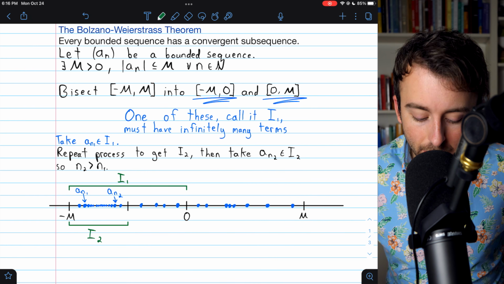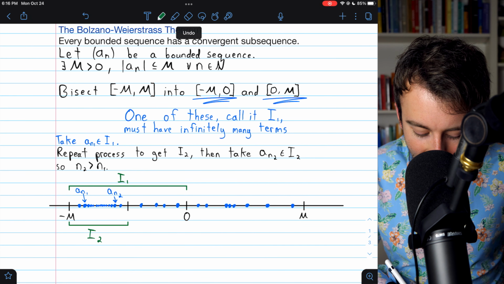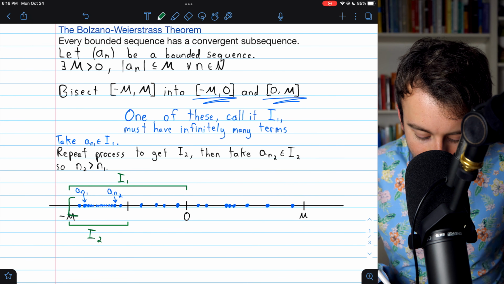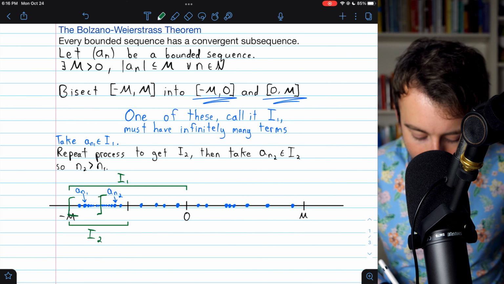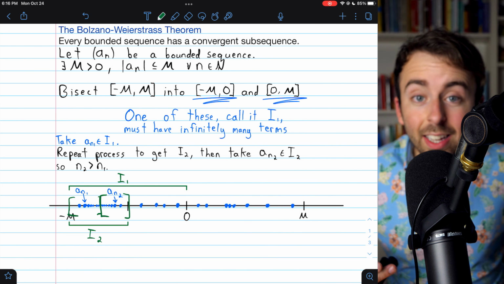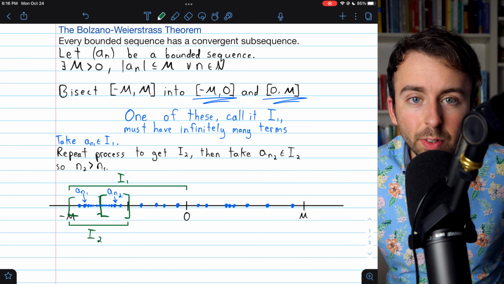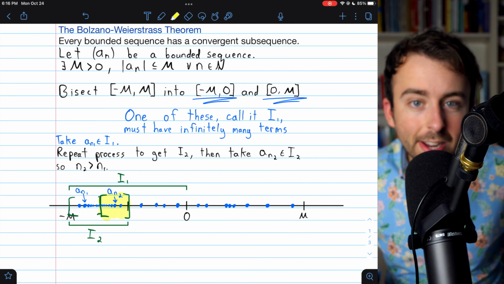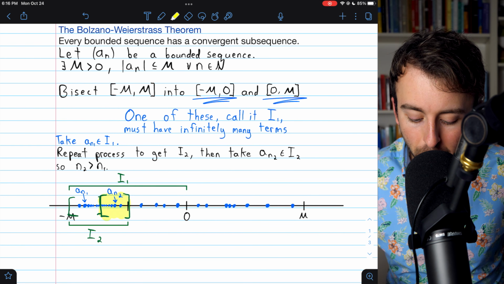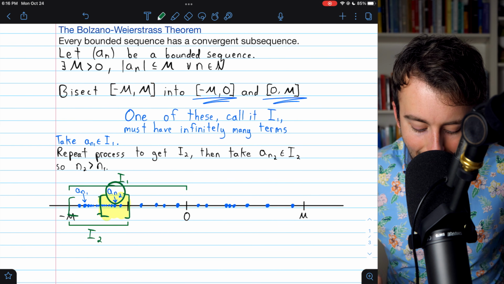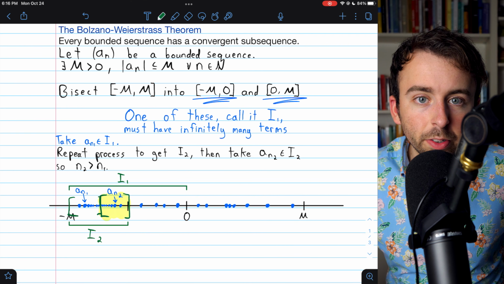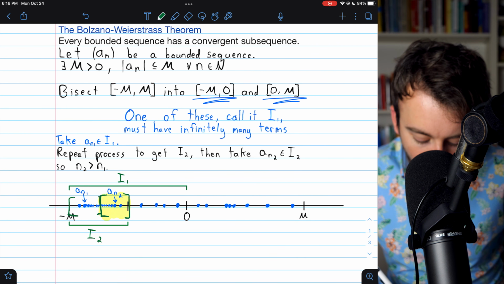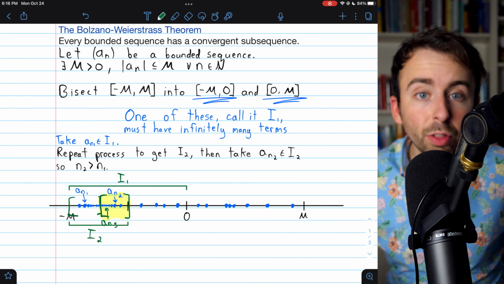The next step would be to cut this interval I2 in half. So then we'd be looking at this half interval and this one here. At least one of them must contain infinitely many terms of our sequence. Maybe it's this guy on the right. And then we would pick a term that comes after AN2 in the original sequence, which might be a term like this guy here, and that would be AN3.